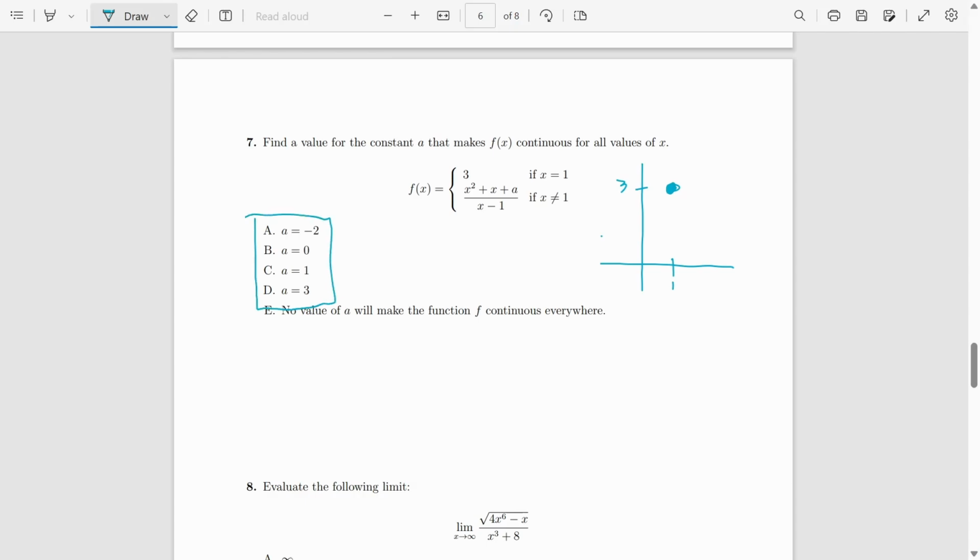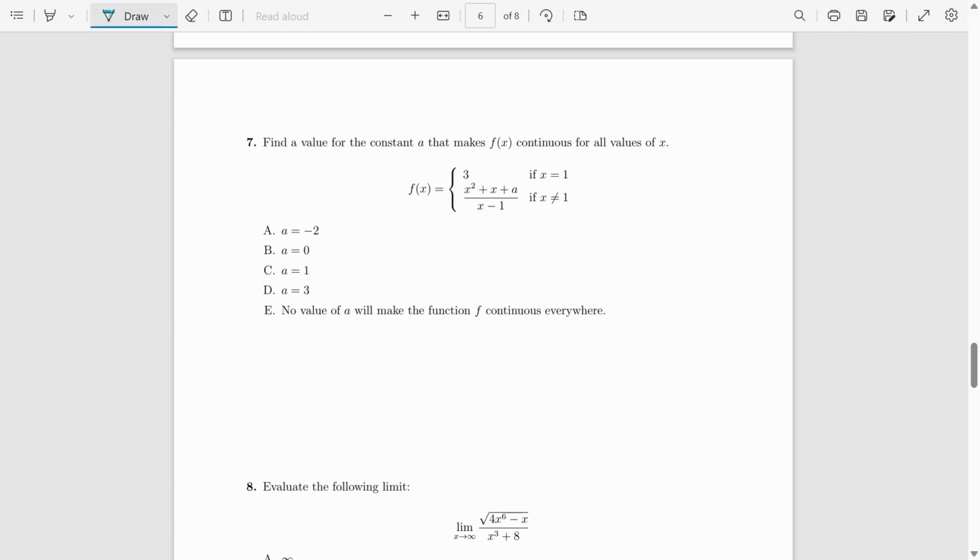So if you want to, you can just plug in a equals -2, a equals 0, and then find the limit as x approaches 1, and then figure out when it equals 3 for that. That's a last resort. This is the most complicated one of these questions that I've seen so far. So I doubt you'll get something like that on your exams, and it'll probably be simpler. But this is the way that I'm going to approach this problem.